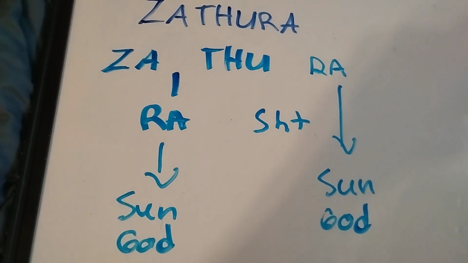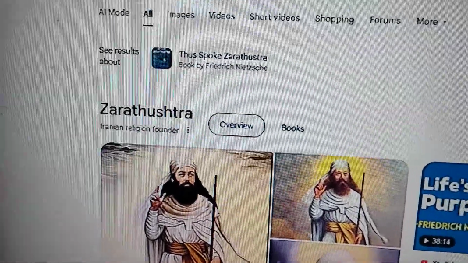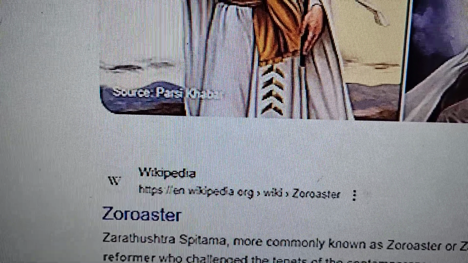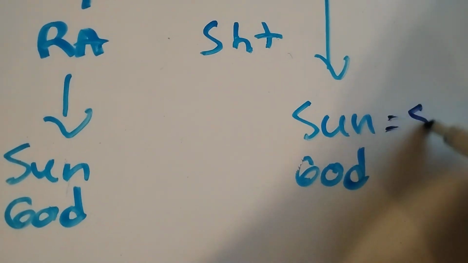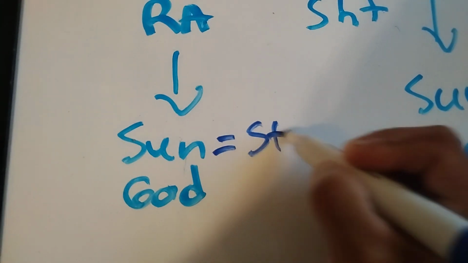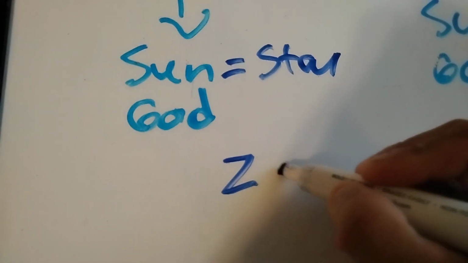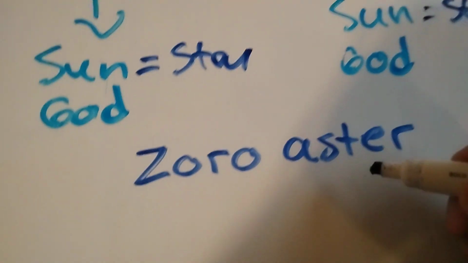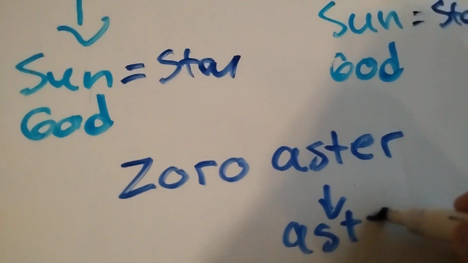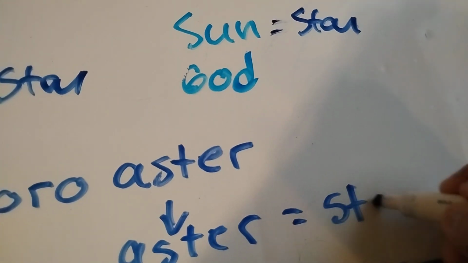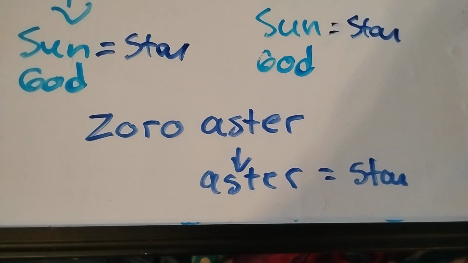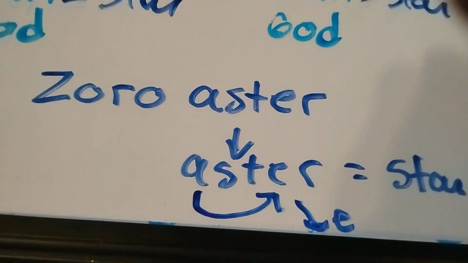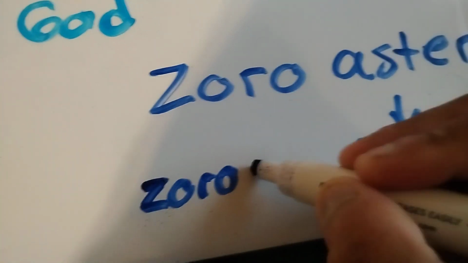That's what I'm saying right now. So we got Zarathustra, which is Zoroaster. Alright, so sun equals star. Star. So Aster is a star. You're moving this A right here, drop the E. So now you have Z-O-R-O dash E.